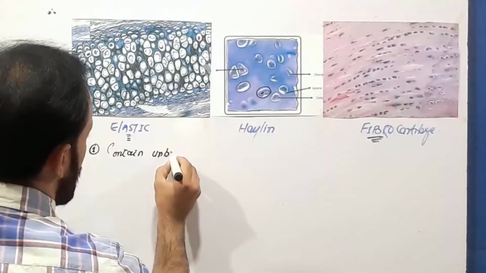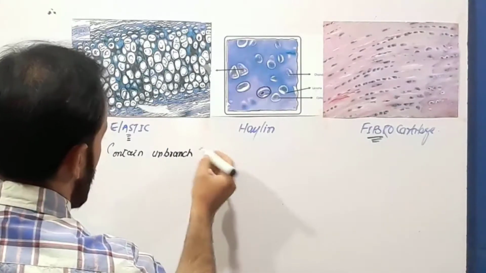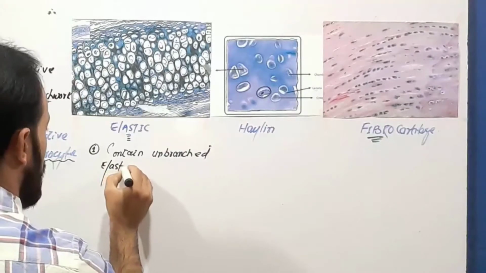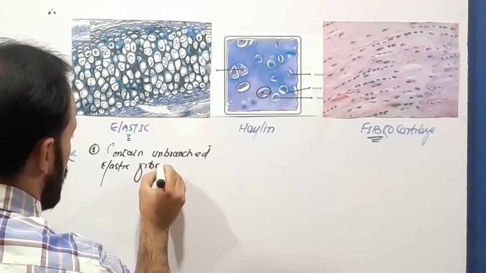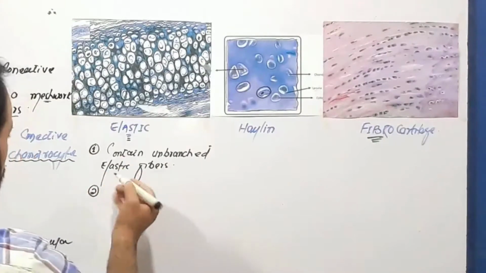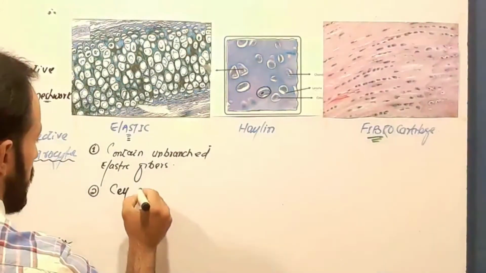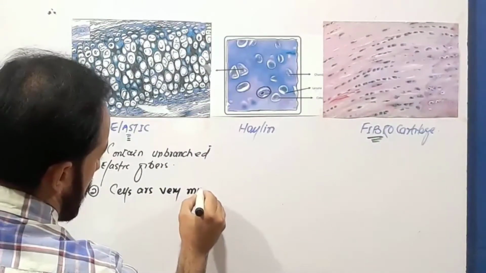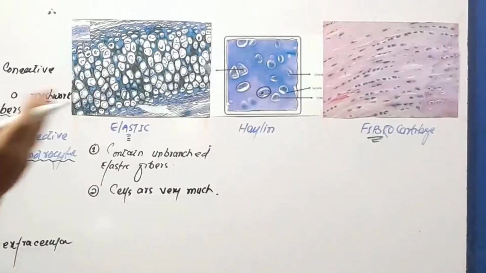So the first important point about this type of cartilage is that elastic cartilage contains unbranched elastic fibers. Clear, friends? Number 2 point, they contain cells very much, right? In elastic cartilage, cells are very much.